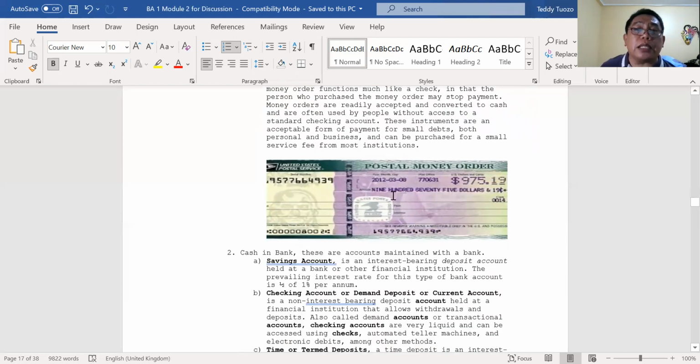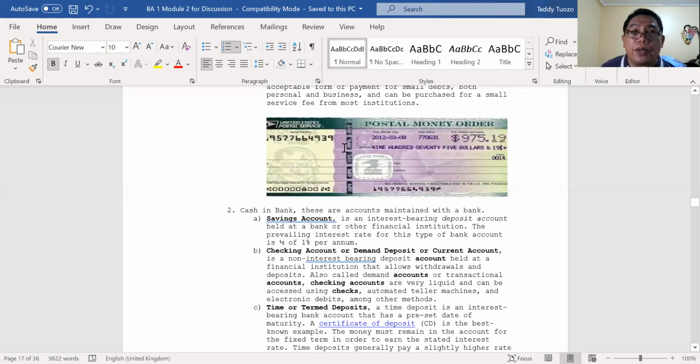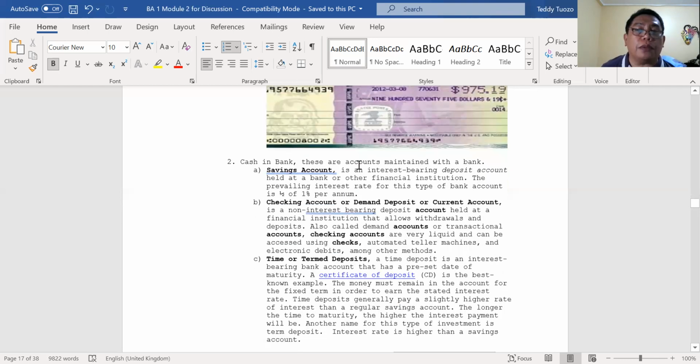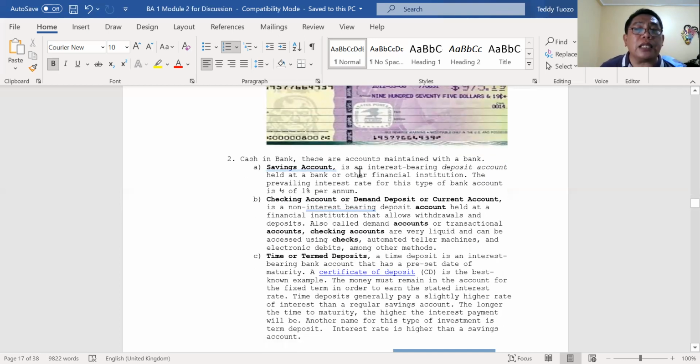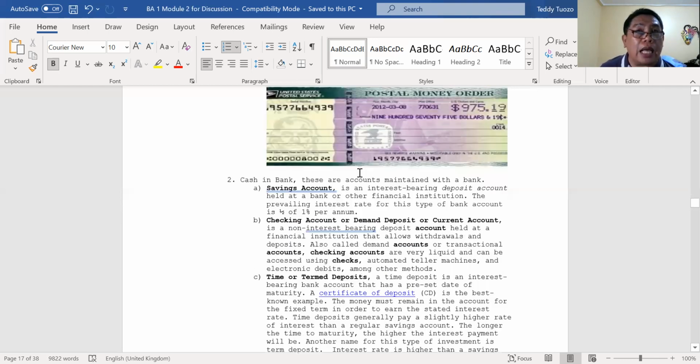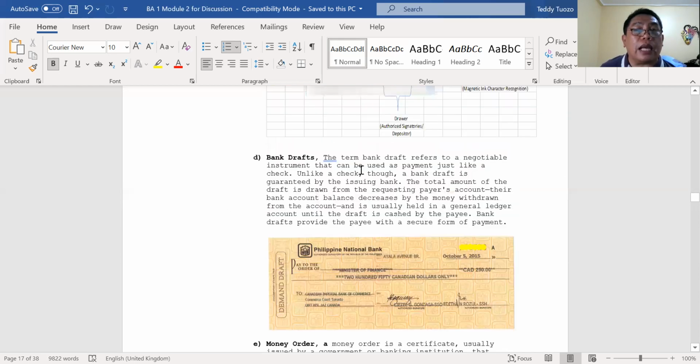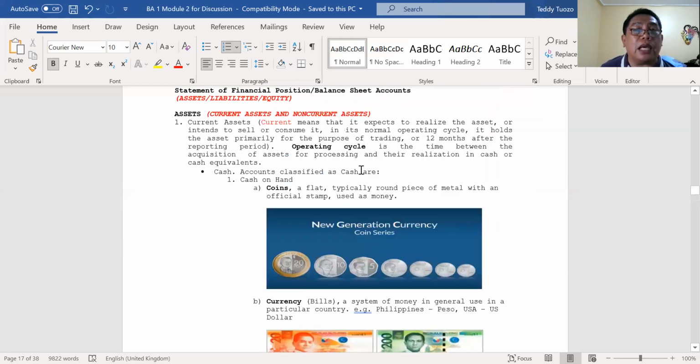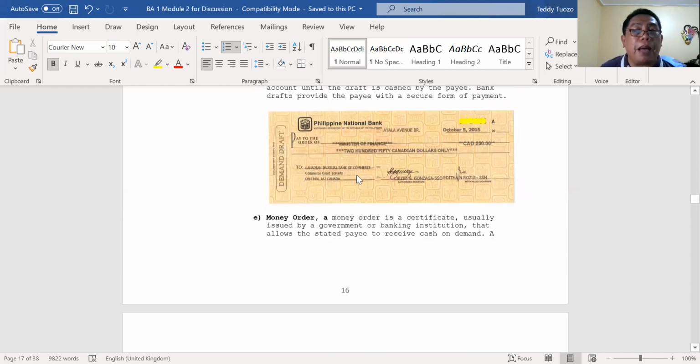And then, of course, this is not an example of a money order in the Philippines. It is in the United States. But of course, the point is that a money order is issued by the Philippine Postal Corporation. Next is cash. Under cash, we have the cash on hand. Aside from the cash on hand is the cash in bank.